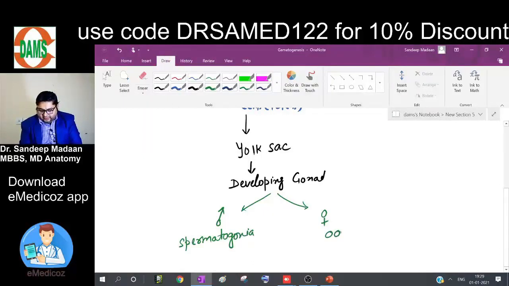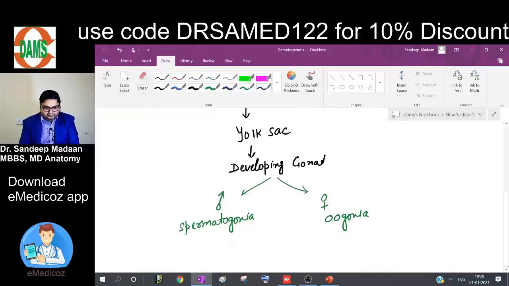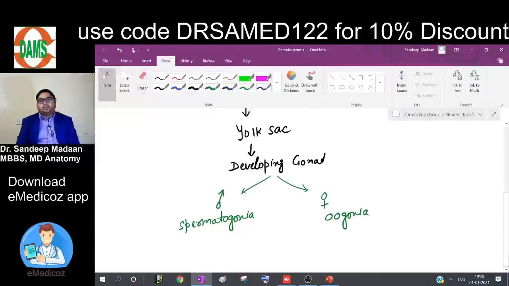And in case of female, these are called Oogonia. All right. Now what are we going to do? We are going to look at the processes of spermatogenesis and oogenesis. First we will look at the steps involved in spermatogenesis. Then we will look at the steps involved in oogenesis and compare the processes. What are the similarities? What are the differences between the two processes? All right. Now let us begin with spermatogenesis.